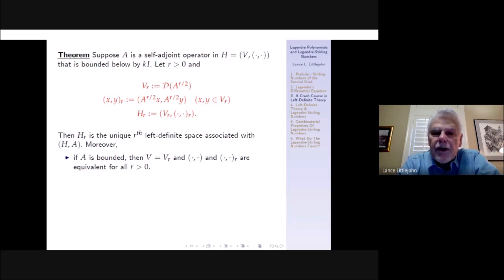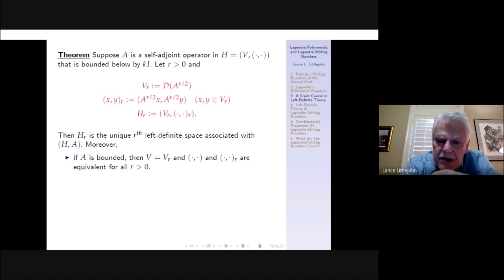So if A is a self-adjoint operator in H that's bounded below by K times I, then let R be positive, and let V sub R be the domain of A to the R over 2. And let the Rth inner product of X and Y be the ordinary inner product of A to the R over 2 acting on X and A to the R over 2 acting on Y, okay? And now let H sub R be V sub R with this Rth left definite inner product. Then H sub R satisfies those five properties on the previous page. In fact, it's the unique Rth left definite space associated with my original pair.